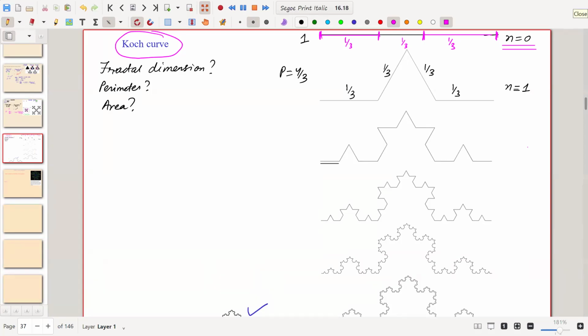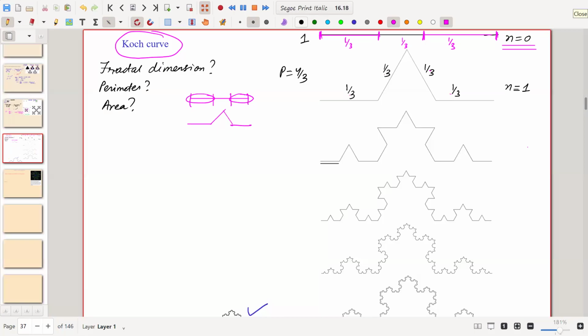So the line segment you see is 4 by 3, not 1. I hope you can see this. This line is unit length, but this line has 4 by 3 length. So take this line, trisect it. This line keep fixed. Break this middle line into a bend, an upward bend. Do the same thing for the other cases.